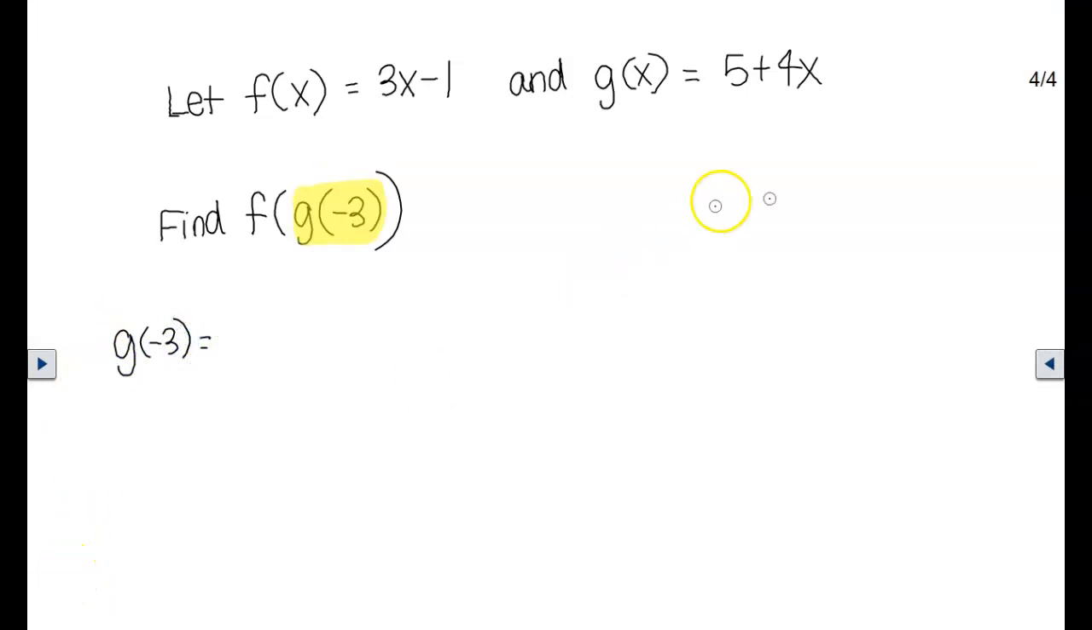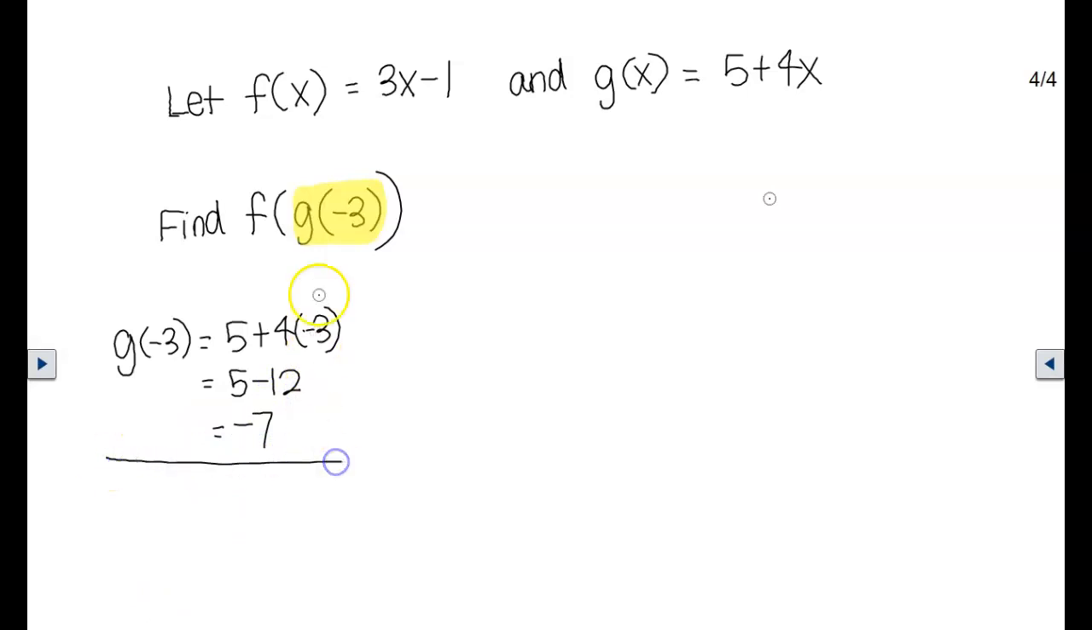That means take the function rule named g, 5 plus 4 times x, and input negative 3 for x. So we'll have 5 plus 4 times negative 3. We'll multiply 4 times negative 3 first, so this will become 5 minus 12, which is a negative 7. So we now know that this g of negative 3 is the same as negative 7, so we'll make that replacement, and now we'll do f of negative 7.